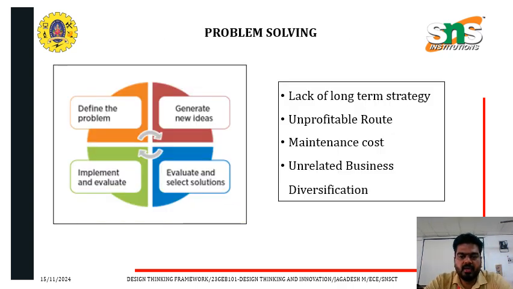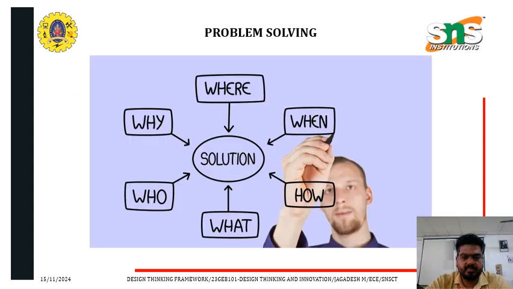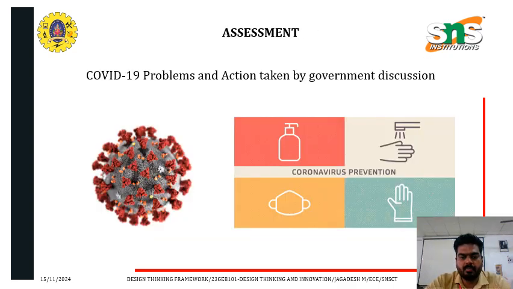So in problem solving, there is a lack of long-term strategy, unprofitable route maintenance cost, and unreliable business diversification. These are the problems which we already discussed in the previous session. That is why Kingfisher Airlines failed in the market. And the solution is we know why, where, when, who, how, what. So these are all the questions. If you find the answers to these kinds of questions for any problem, we can solve that problem.